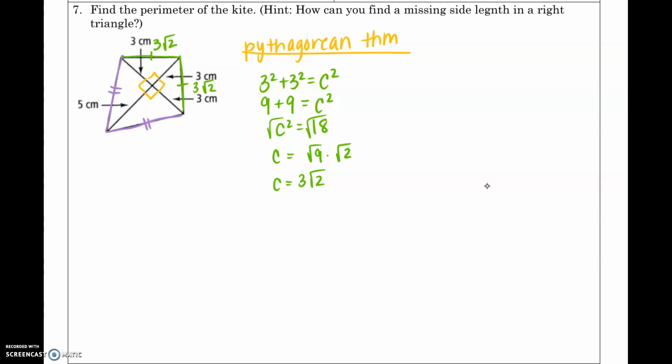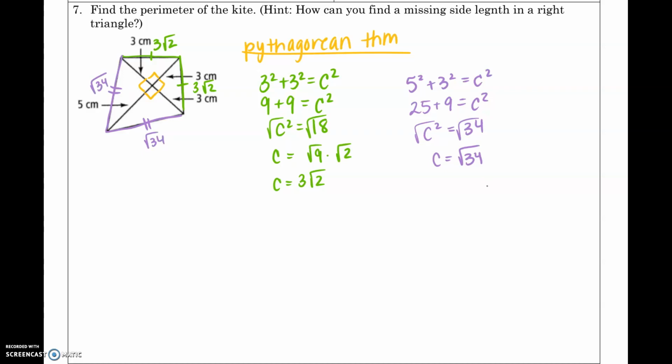Now for our purple side, we have 5 squared plus 3 squared equals c squared. 25 plus 9 equals c squared. So we have c squared equals 34. We're going to take the square root of both sides, and we get c equals the square root of 34. We can't simplify that any further. So we know our purple side lengths are both the square root of 34.